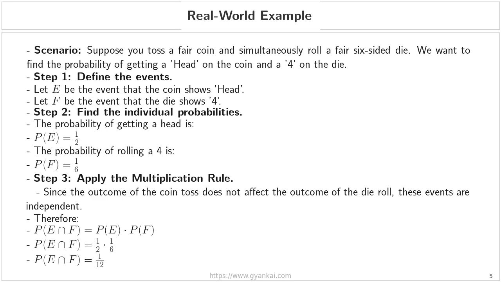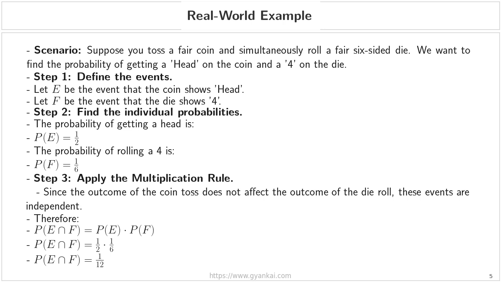Step 3, this is where we apply the multiplication rule we discussed in the previous slides. First, we must ask ourselves, are these events independent? Since the result of the coin toss has absolutely no influence on the outcome of the die roll, we can confirm these events are indeed independent. Because they are independent, we can use our simplified formula. We state that the probability of E intersection F, which just means the probability of both E and F happening, is equal to the probability of E multiplied by the probability of F.